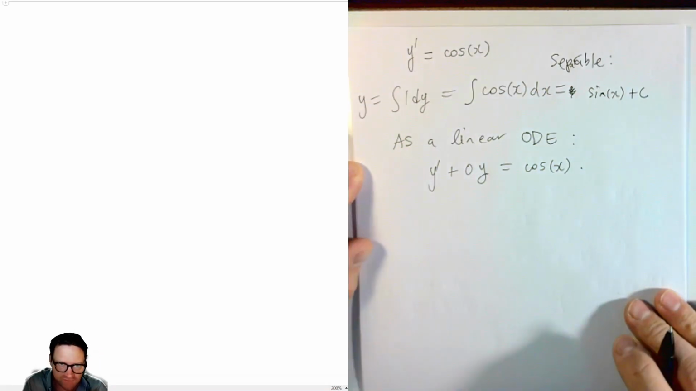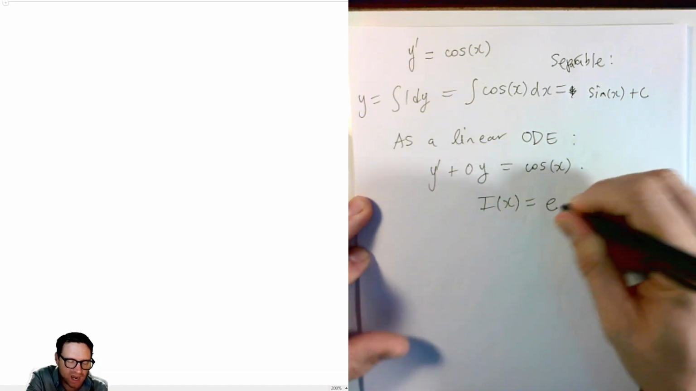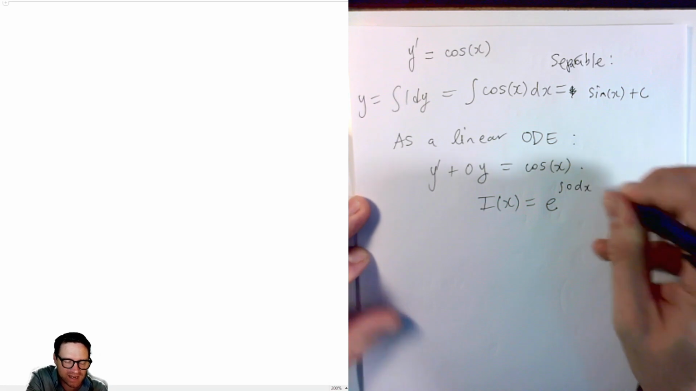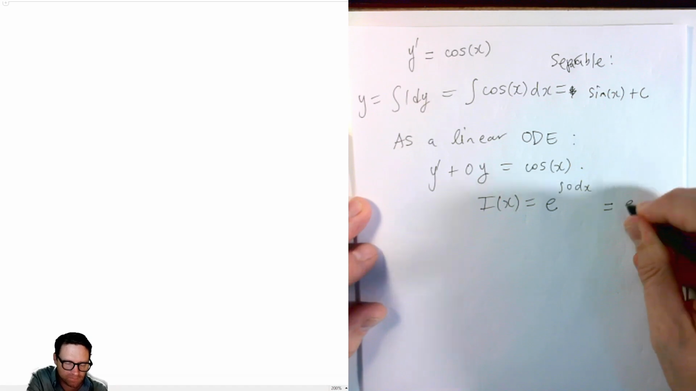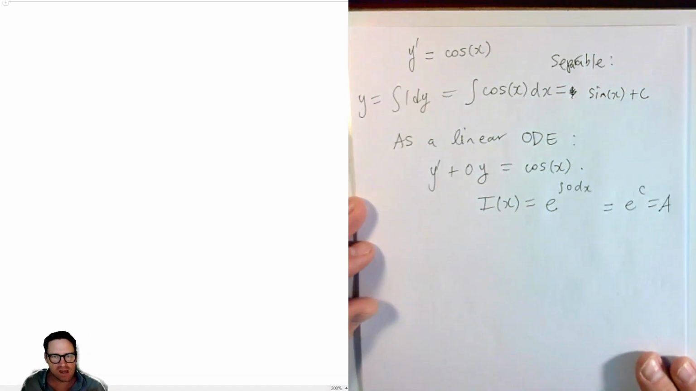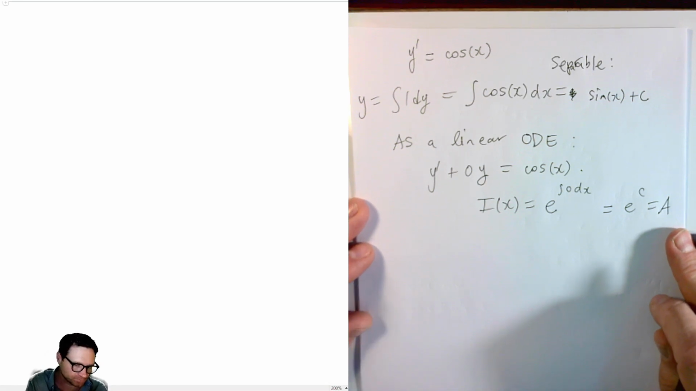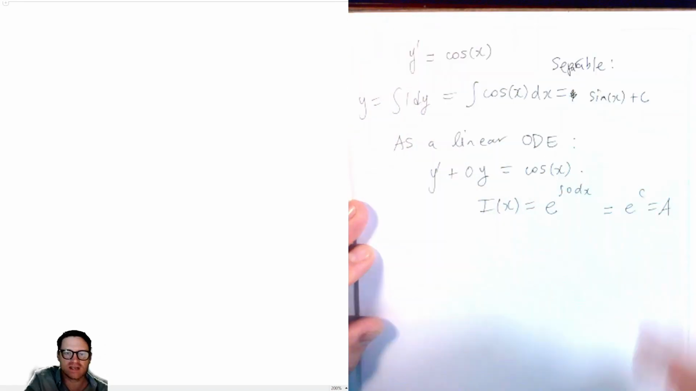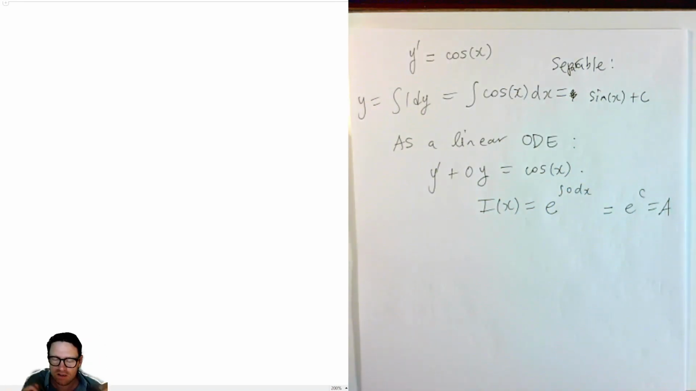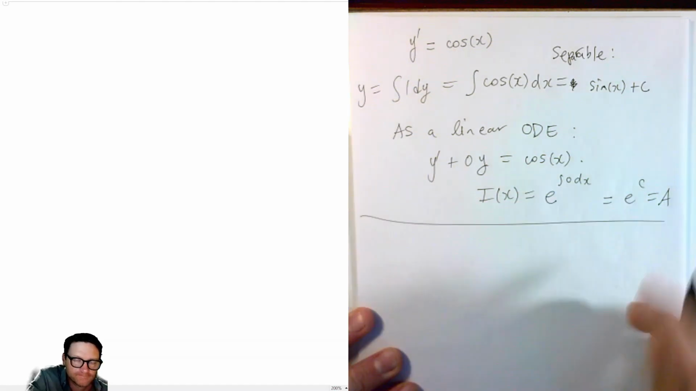Okay, so the integrating factor here, I of x, is equal to e to the power of the integral of 0 with respect to x, which is e to the power of a constant, or let's call it a. And so multiplying throughout, we would just be multiplying throughout by a. And so the end result would be just this process right here. Okay, so there's not much to this when your p of x is 0. So let's move on and do a more involved question.